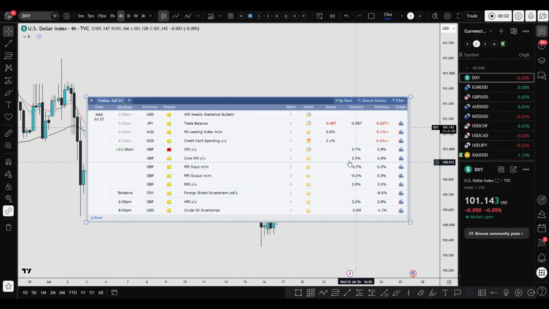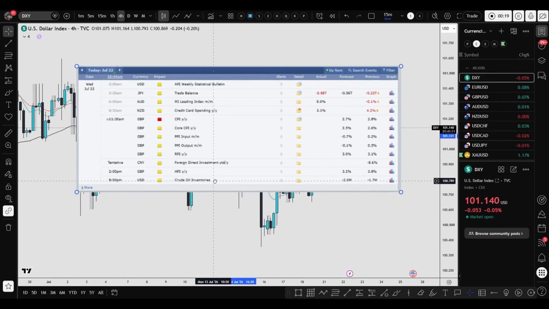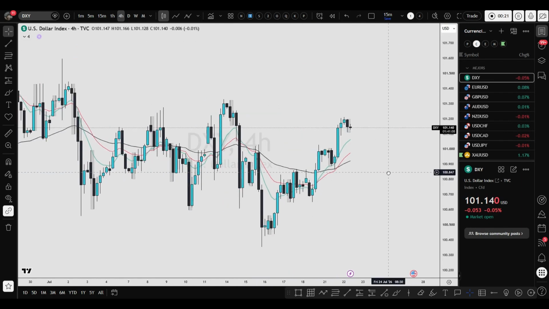Hey, good morning, guys. In terms of economic news releases, the day is pretty much clear, except we have one CPI event for the pound at around 11:30 IST. There is nothing else interesting, just crude oil inventories.